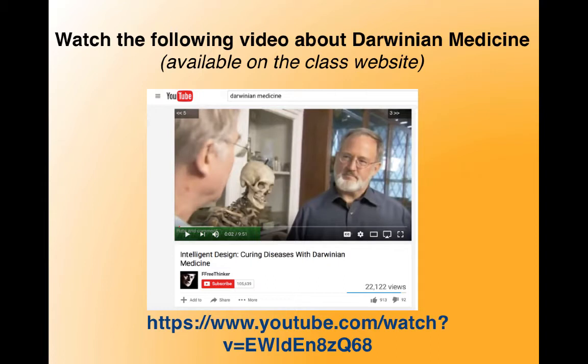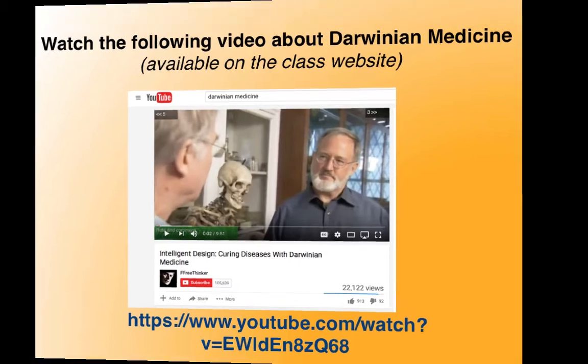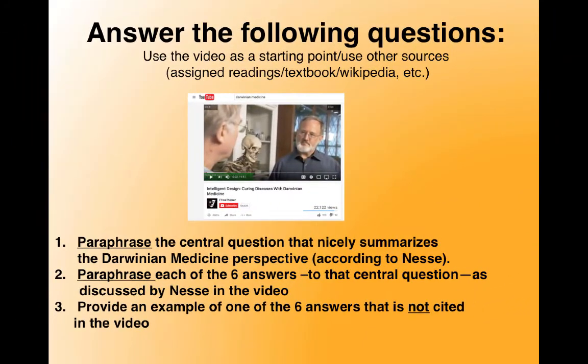Next, I'd like you to take a moment to watch a brief video about Darwinian medicine. In this video, Richard Dawkins interviews Randy Nesse. After you've watched the video, I'd like you to answer 3 questions about Darwinian medicine. For each of these questions, it would be helpful if you wrote these questions down and their answers in your notes. The first 2 questions asked you to paraphrase the core logic of Darwinian medicine. The third question asked you to come up with your own example that illustrates the Darwinian medicine perspective. Take a moment now to watch the video and answer the questions.